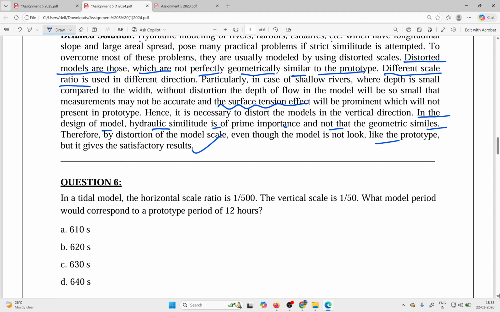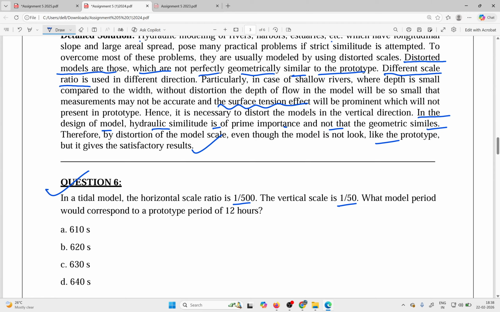Now the same concept here. Let me read the question, then I'll explain. Question number 6. In a tidal model, the horizontal scale ratio is 1 is to 500. The vertical scale is 1 is to 50. Here you can see the vertical scale and the horizontal scale are different.